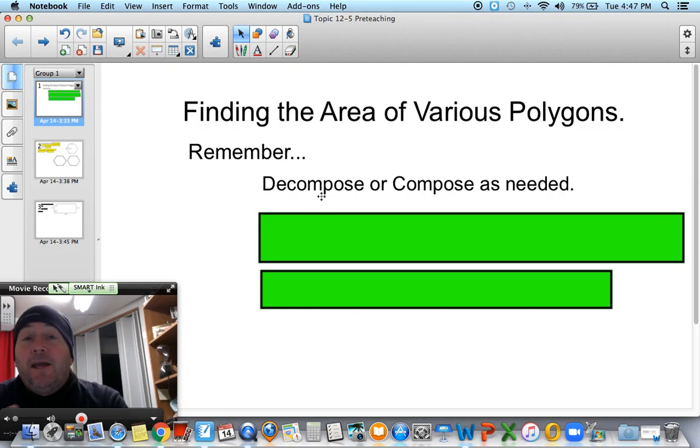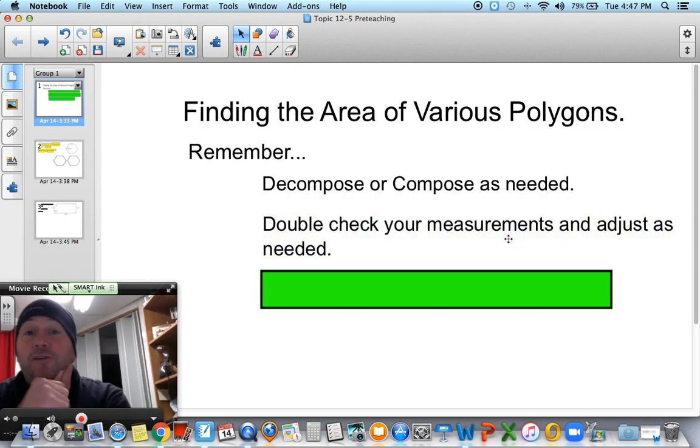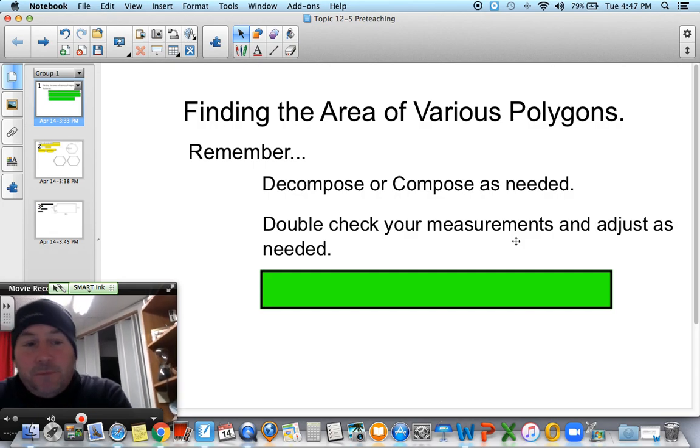Number 1, you want to learn to decompose or compose shapes as needed. Being able to compose or decompose shapes is very important, and it allows you to figure out the area of various shapes. Second, make sure that you double check your measurements and adjust as needed when you compose and decompose a shape, because that becomes very important.